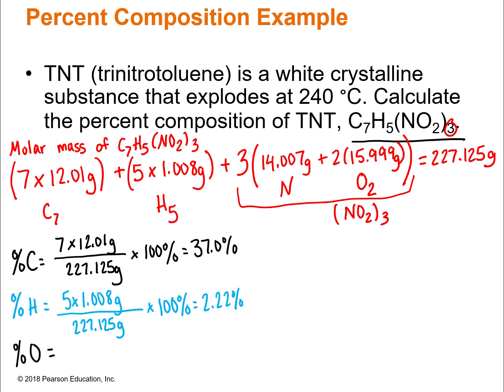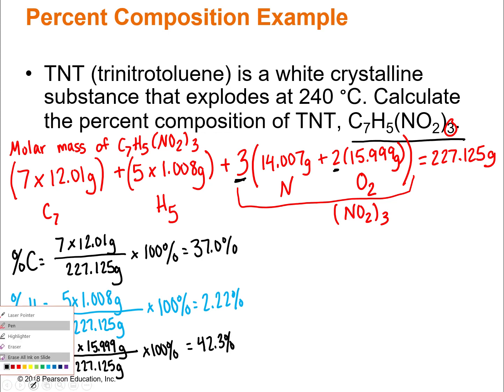Next, we'll tackle the oxygen. There's a total of 6 oxygens. Remember, 3 times 2. There's the percentage of oxygen. Now we need to tackle the nitrogen. There are 3 nitrogens because, again, we have this 3 out here.